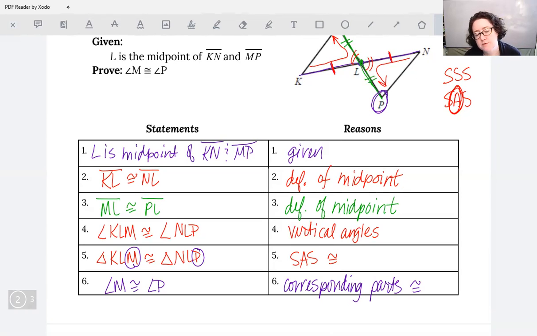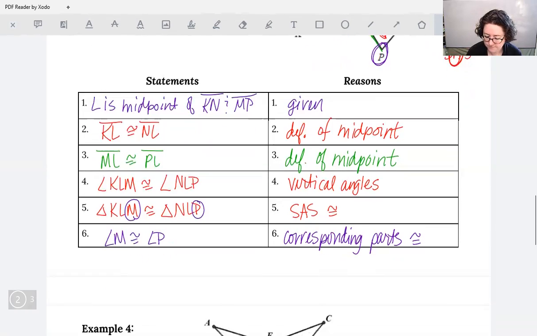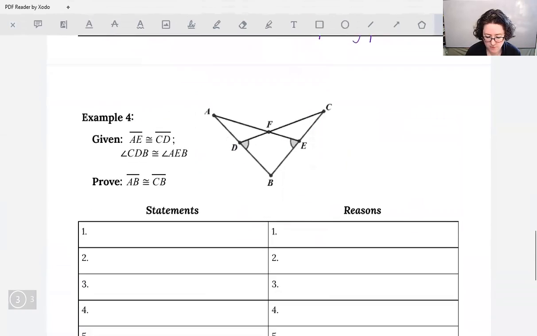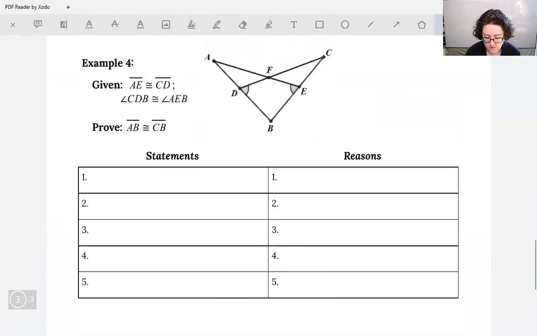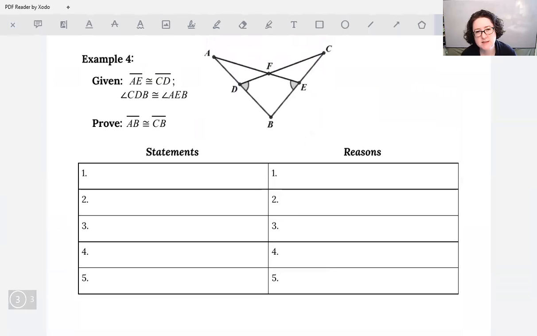Alrighty, one more proof. Let's check it out. So example 4. This one looks a little different because if we look at the diagram, we can actually see a few different triangles in here. And you'll see this occasionally where we'll have some overlap in our diagram. So what I always like to do in this is before I fully complete the proof, I do usually want to draw out my separate triangles. Just makes it a little easier for me to see what's going on.